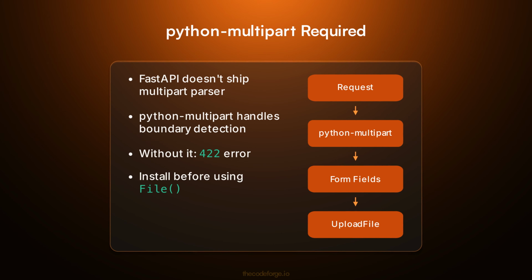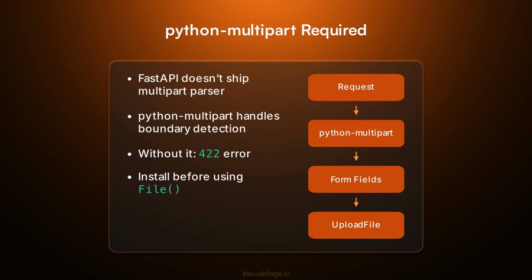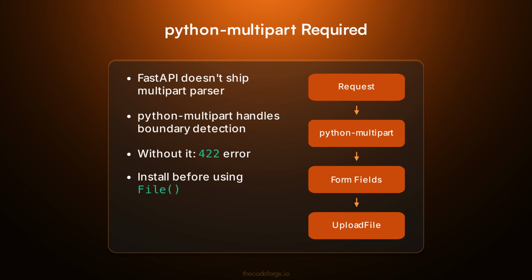Most developers install python-multipart without knowing why. HTTP doesn't have a native file upload method. It uses multipart/form-data. FastAPI doesn't ship with a multipart parser because most APIs never need it. Python-multipart is a battle-tested library that handles boundary detection and streaming. Without it, FastAPI's Form and File declarations throw a 422 error.